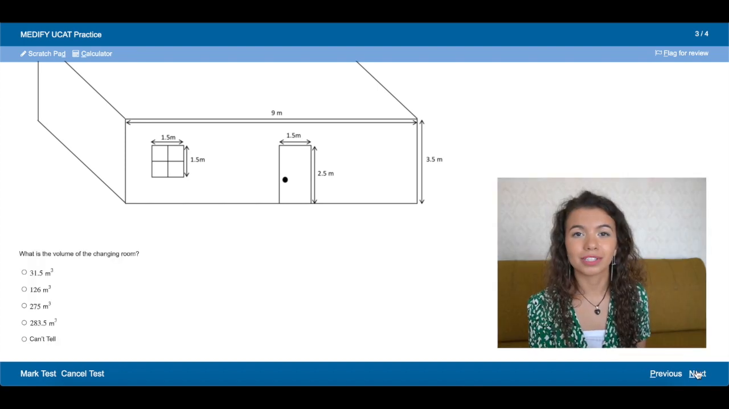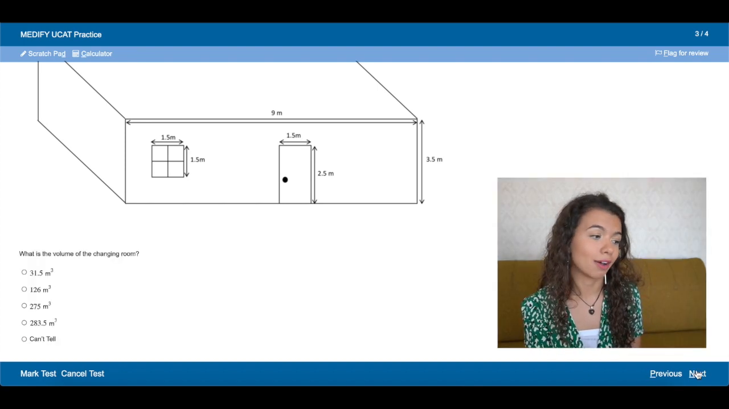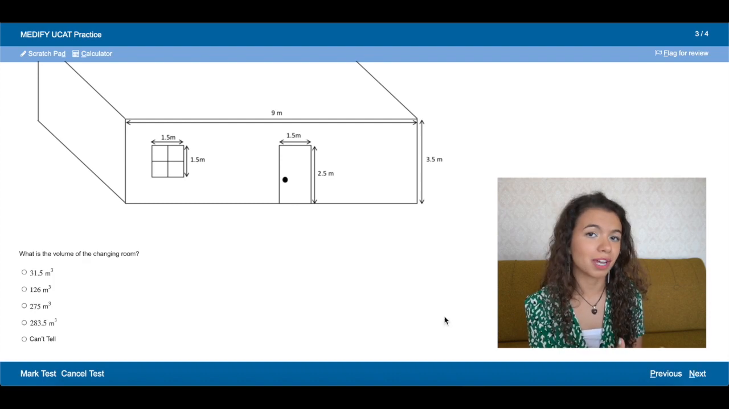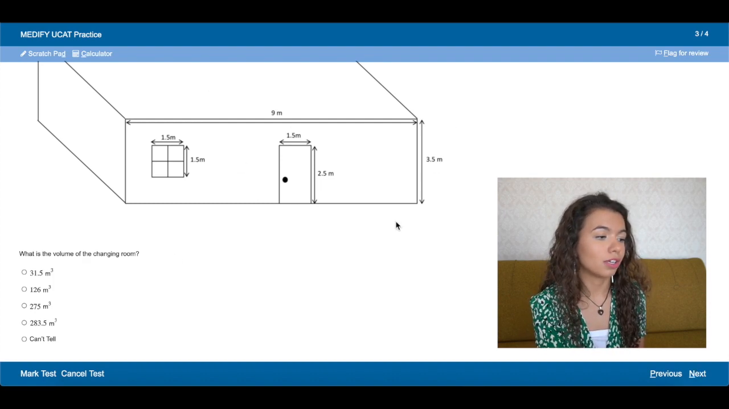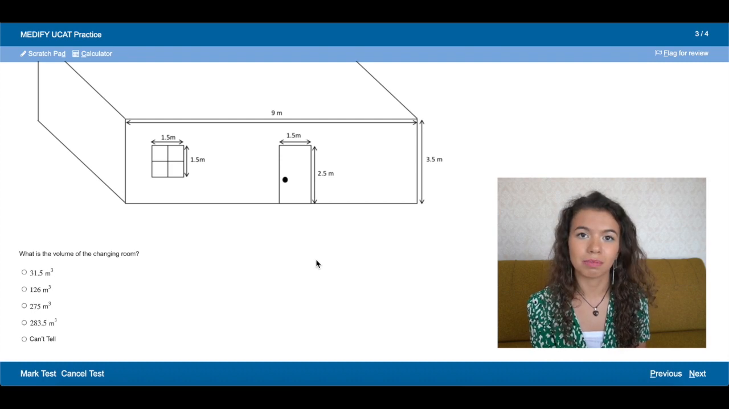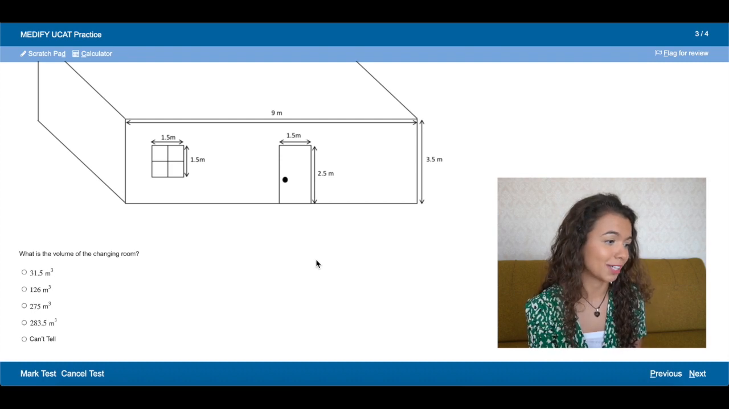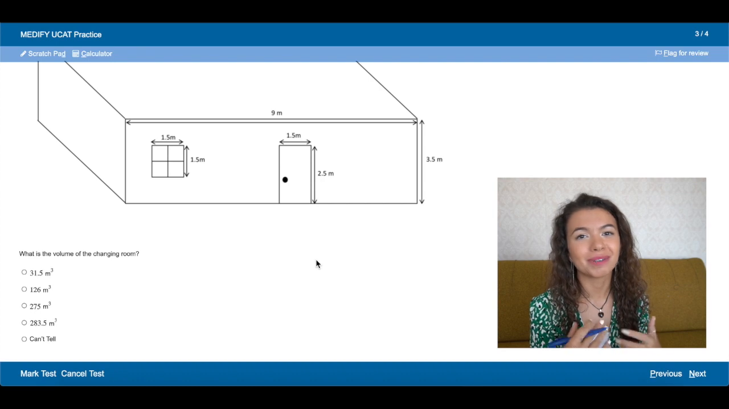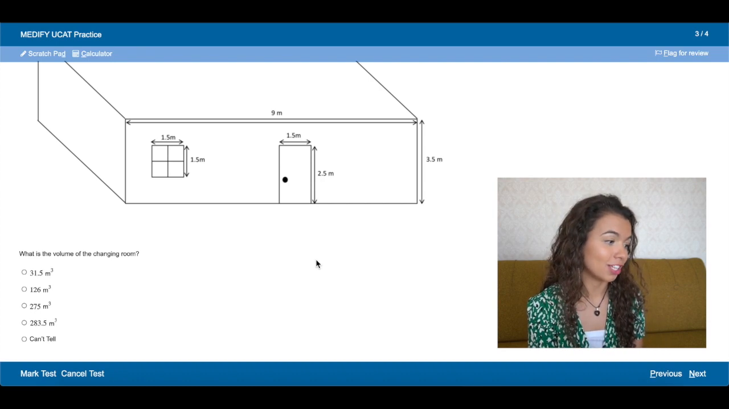Another thing I want to mention for future questions is to always keep an eye out for the units that they use, because sometimes, like in this question, all the measurements are in meters, but they could ask you something in centimeters squared or kilometers, we don't know. So always do a double take and make sure that you're looking at the right units.